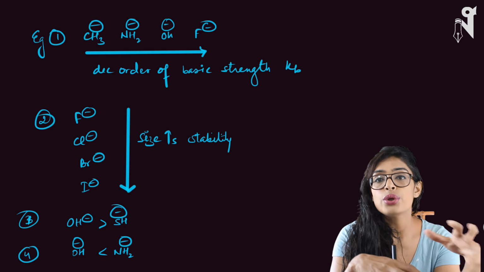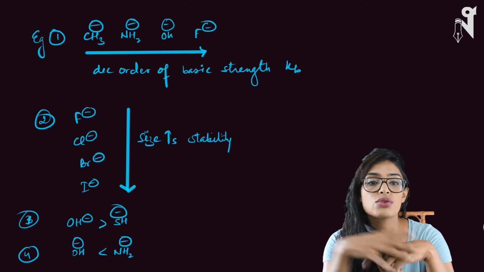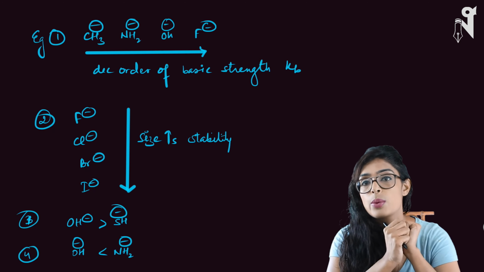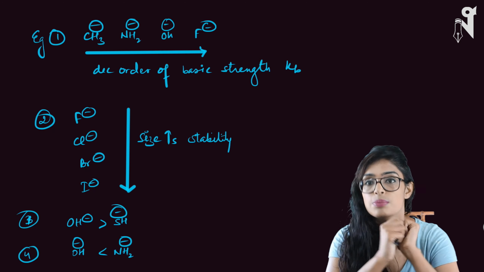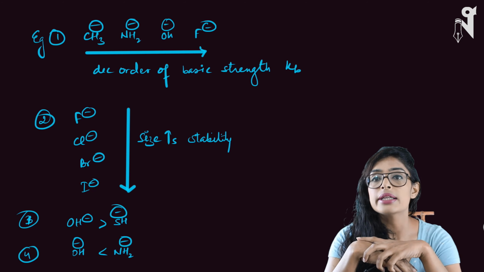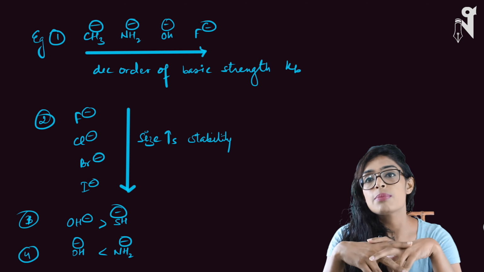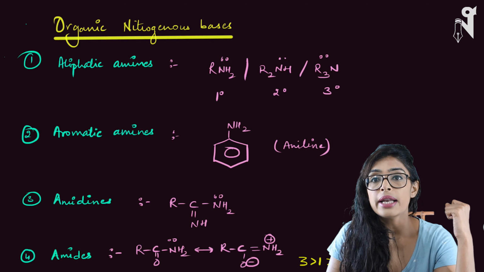Here I have shown you oxygen with the negative charge, carbon with the negative charge, fluorine with the negative charge, and halogens with the negative charge. But what we will be dealing with in organic will be mostly nitrogenous bases, where the nitrogen is carrying the negative charge. But you may get questions where you have negative charges on oxygen, or lone pairs on oxygen or fluorine and all that. So you should know exactly how to compare these, but majorly we are going to deal with nitrogen-based bases. So let's talk about organic nitrogenous bases.